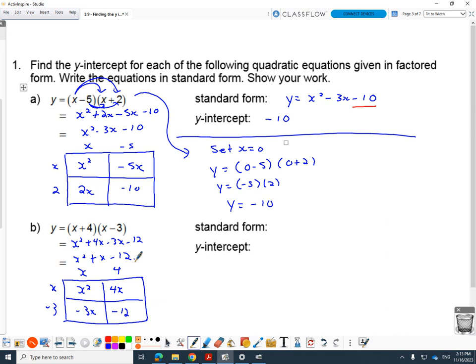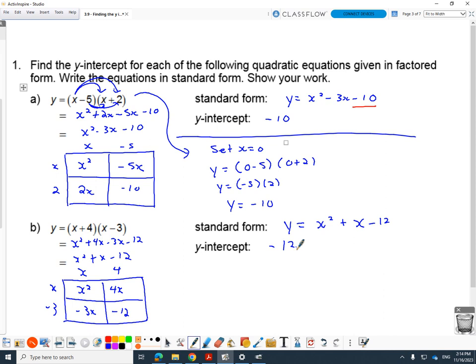How'd you do? Yes, almost. Watch when I write it. It's almost perfect. I hope when I write it, you're like, oh, right. You just wrote something wrong. Look at it. Watch. Standard form. y equals x squared plus, it is a 1, but it's 1x, minus 12. And the y-intercept, yes, is negative 12.